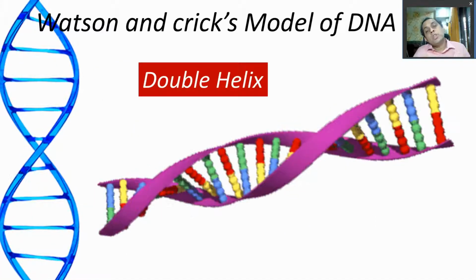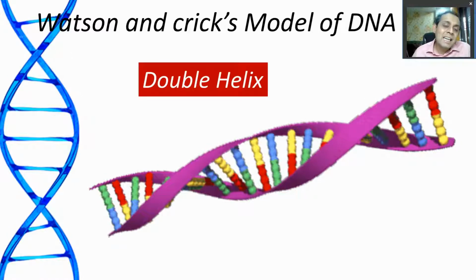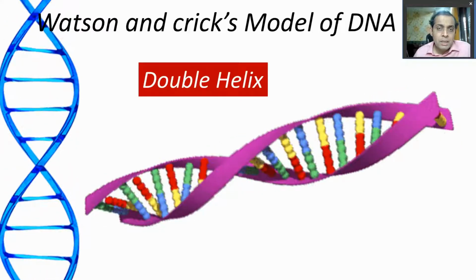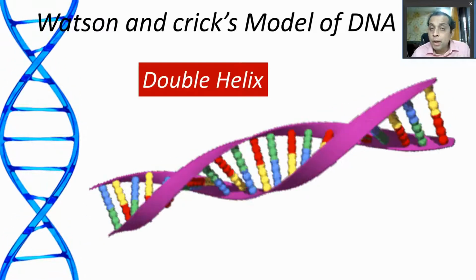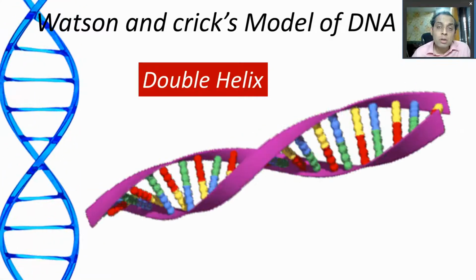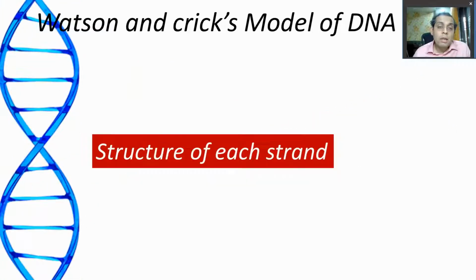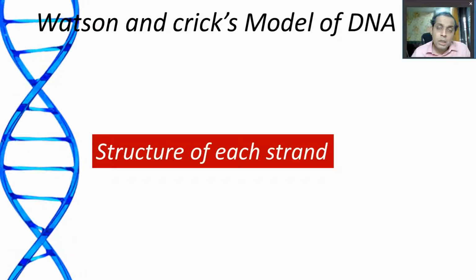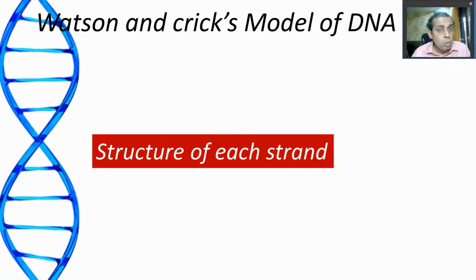Next is the structure of DNA. Watson and Crick described this DNA as a double helix. A double helix means it is made up of two strands which are spirally coiled around each other. That's the meaning of double helix. Now, if the DNA is made up of two strands, let us understand the structure of one strand.